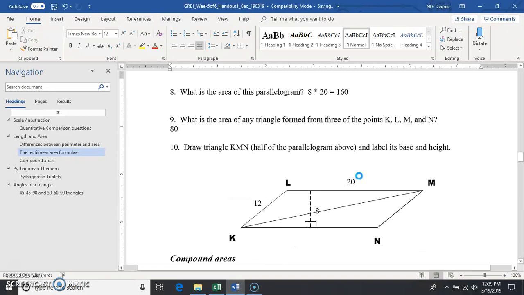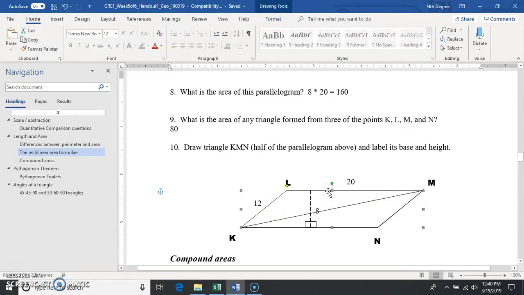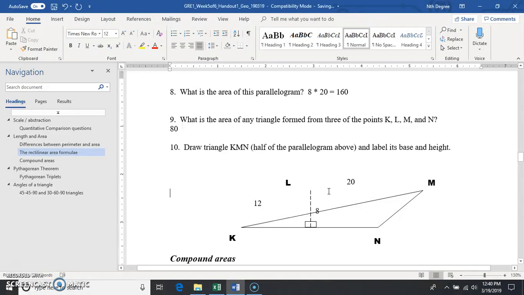Now I want to take a look at that for the weirdest case, which is an obtuse triangle. So question number 10 says to draw a triangle KMN, which is half of the parallelogram above, and label its base and its height. So I've drawn a diagonal through the parallelogram here, which will give us triangle KMN. And to help see this, I'm going to get rid of the actual parallelogram so that now we just have the triangle.